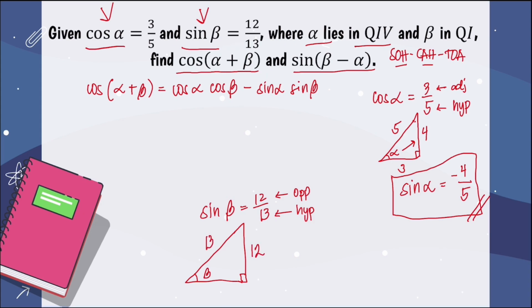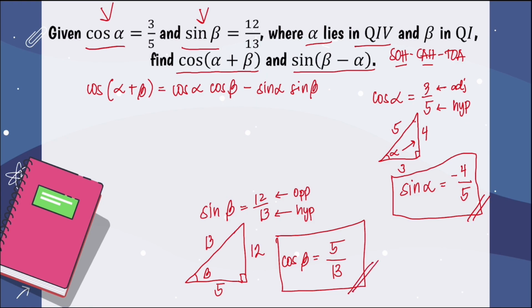From here, we can get the measure of the adjacent side. So you get the square of 13, and then you subtract the square of the opposite, which is 12. You'll get 25, get its square root, so that will be 5. So that means the adjacent side of the angle beta is 5. Now after that, we can get our cosine of beta. So cosine again can be solved using adjacent over hypotenuse. So adjacent is 5 and the hypotenuse is 13. Since beta is in the 1st quadrant, all of the trigonometric functions are positive. So therefore, cosine of beta is 5 over 13.